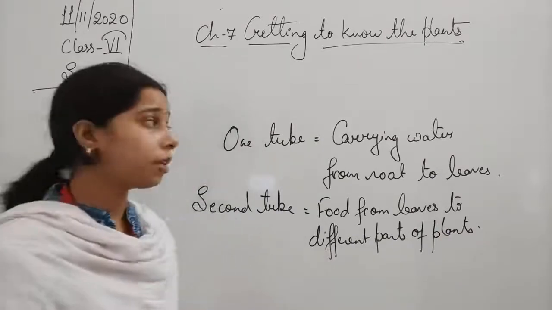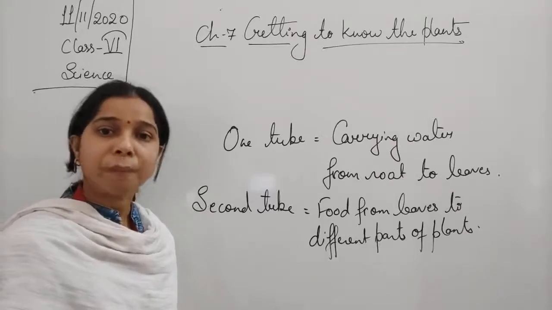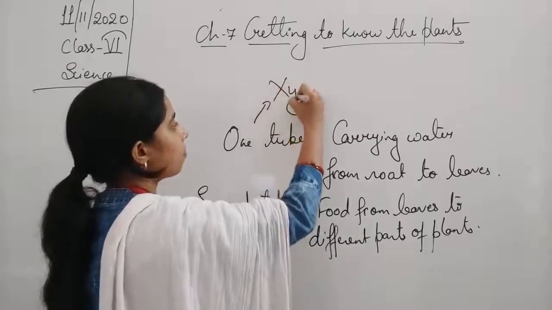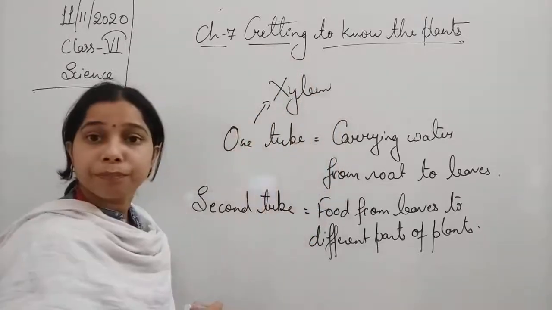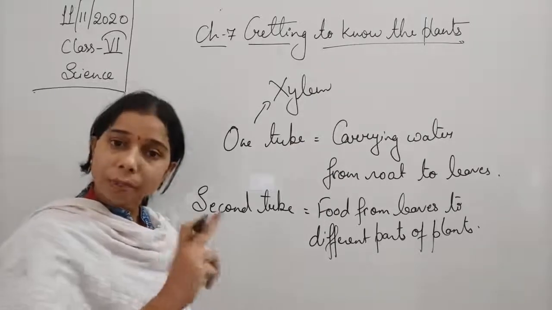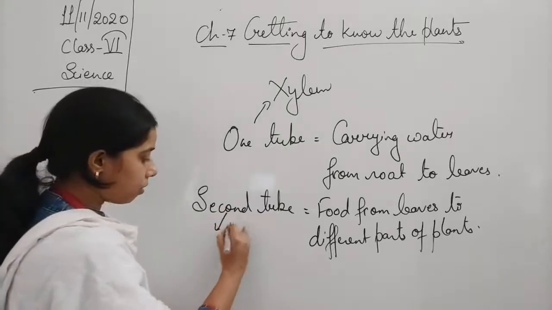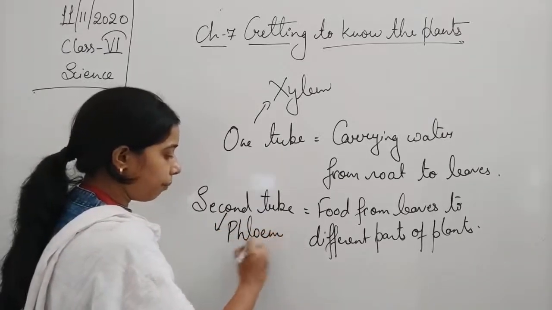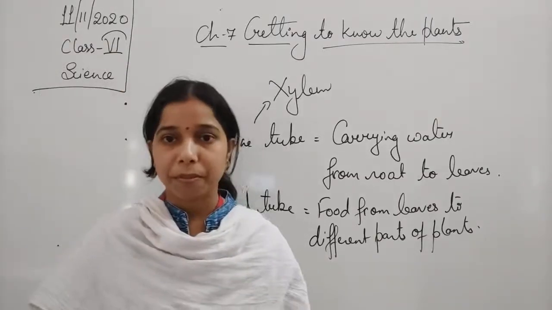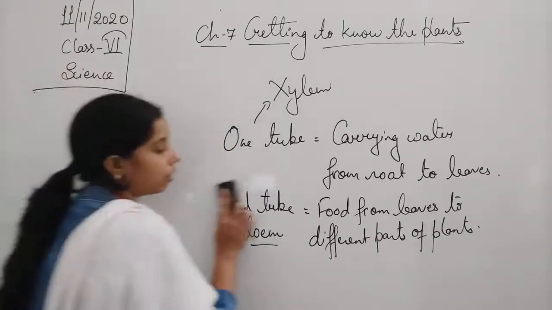Let me tell you one more thing, students. The name of the tube which carries the water and minerals from the root to the leaves is known as xylem. And the tube which is responsible for carrying the food from the leaves and distributing it to the different parts of the plant is known as phloem. So one is known as xylem and the other is known as phloem. Okay, now this is all about the stem.